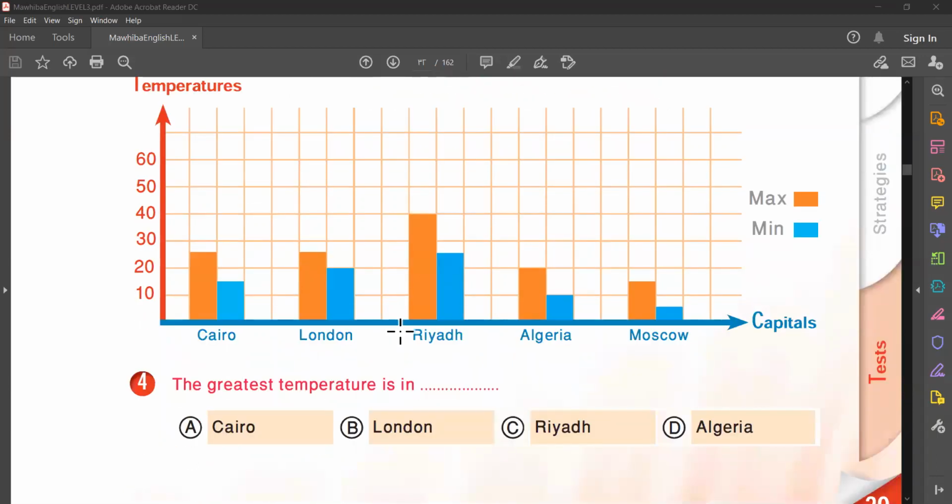Look now, you have a book now, you can open it. So I want to answer these questions. The greatest temperature is in, what is the greatest temperature? Is in what?